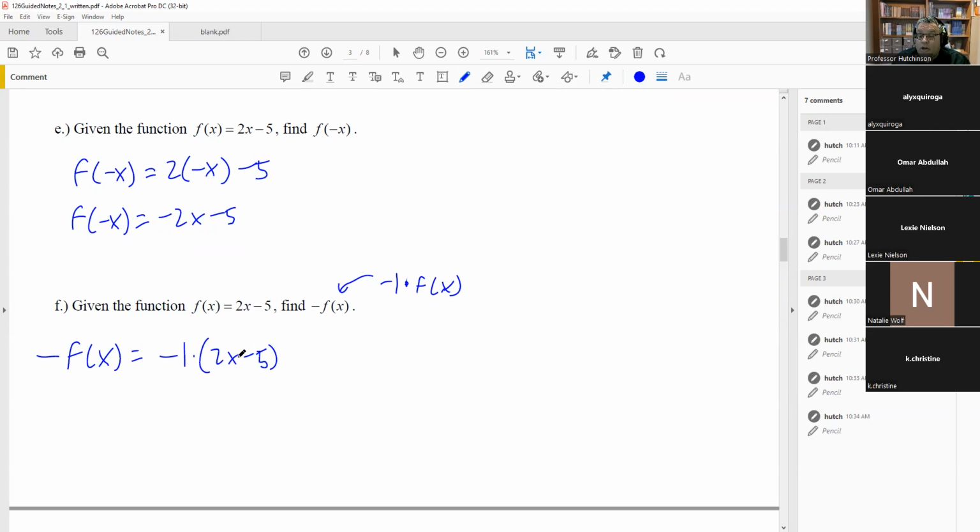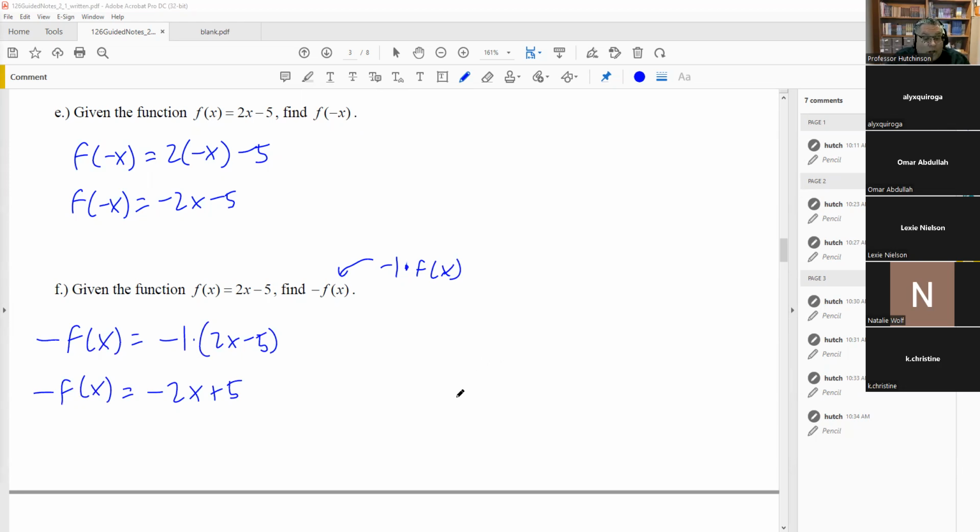So that's all I'm doing there is multiplying the whole thing by a negative 1, which means that if I multiply that through, I get negative 2x and then plus 5. And then that would be it. That's your answer for that particular one. All right. Okay, so we have that one. So now that's everything we have complete for that.